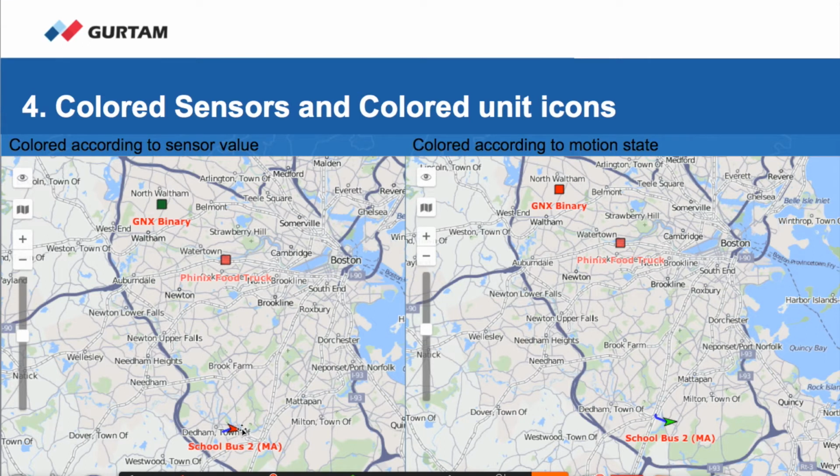That corresponds to the sensor color. Again, it can be valuable for dispatchers to easily identify which vehicles are available and which ones are not available, so that they can distribute the tasks accordingly.